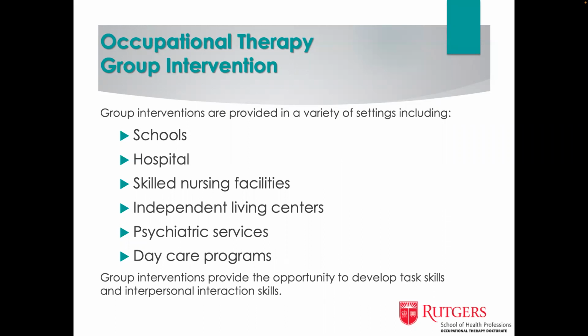I believe when you guys are doing one of your level ones, which is in a group setting, there is an adult daycare program for adults that have developmental delay. A lot of times there is also a daycare program for people that have a traumatic brain injury. So you'll have a group of people with traumatic brain injury. They go and participate in these activities while their family members are at work. So group interventions provide the opportunity to develop task skills and interpersonal interaction skills.